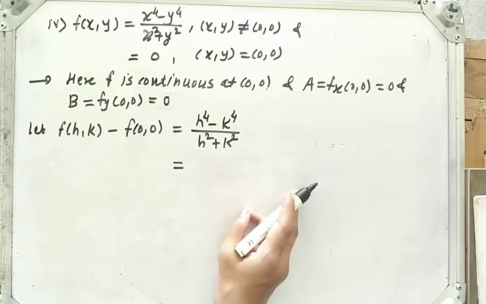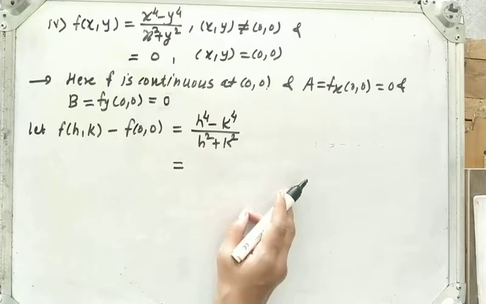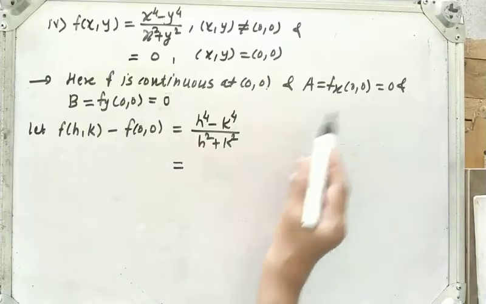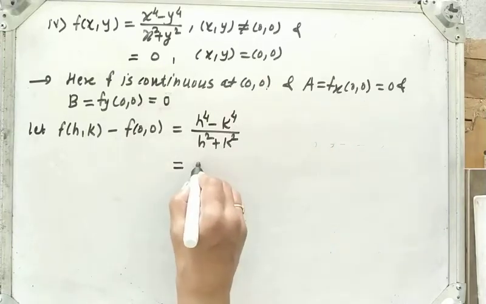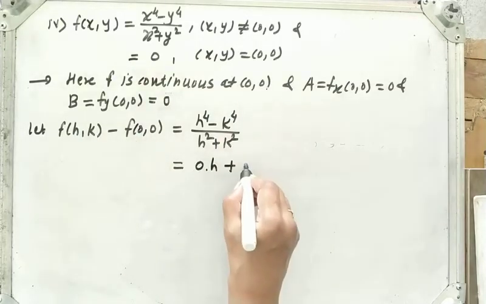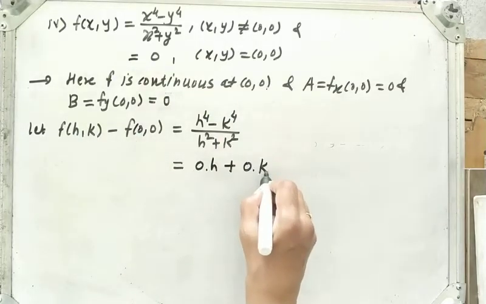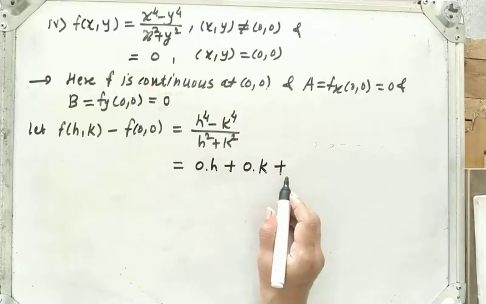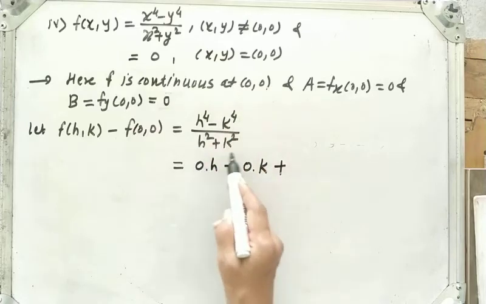That is a h plus b k plus h epsilon 1 plus k epsilon 2. So we can write it as, now a is 0, we know that. So we can write it as 0 into h plus b is 0, so 0 into k, plus h into epsilon 1. We want h into epsilon 1, so we split it into two parts.